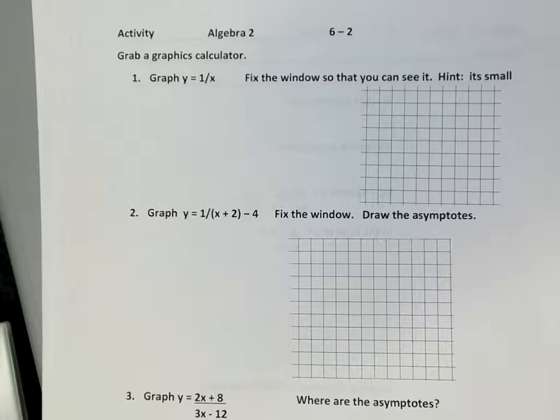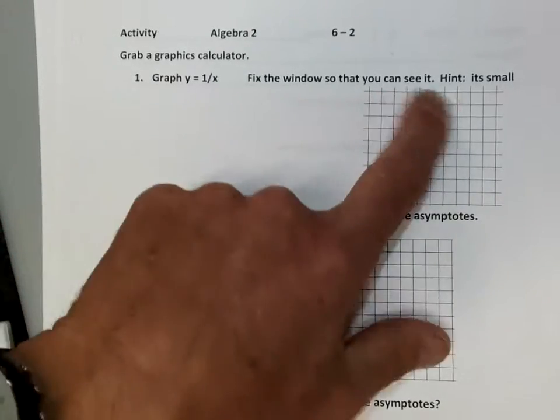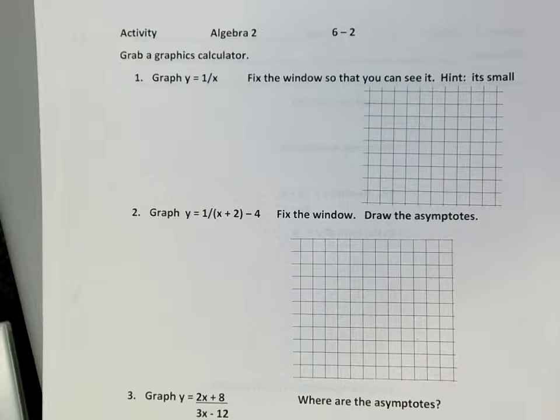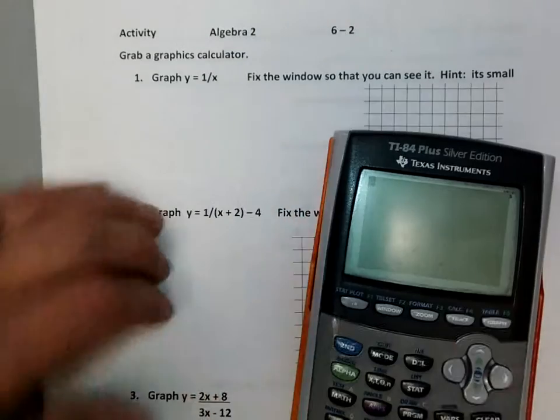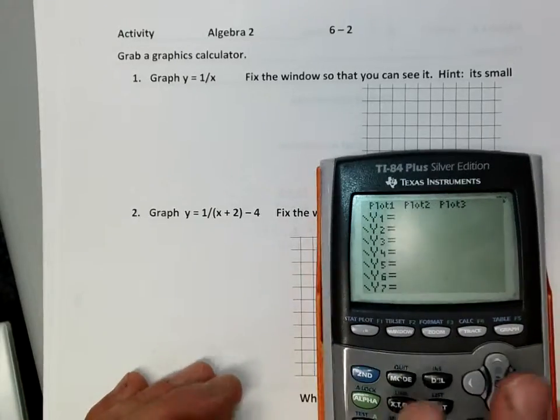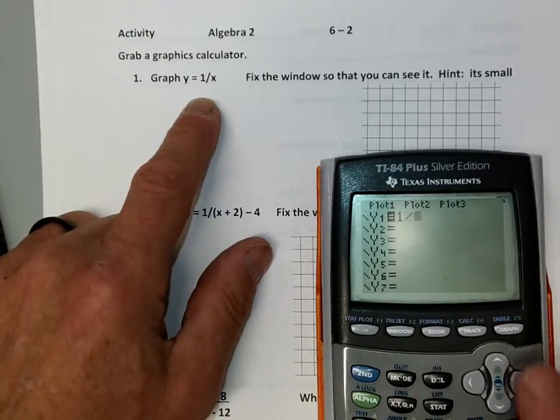There we go. Okay, here's what we're going to do today. Grab a graphing calculator, fix the window so that they can see it. Hint, it is small. I need to grab one myself, and I want to graph this. Let me grab a calculator. So if I go y equals, clear, and I do 1 divided by x. Okay, everybody with me?